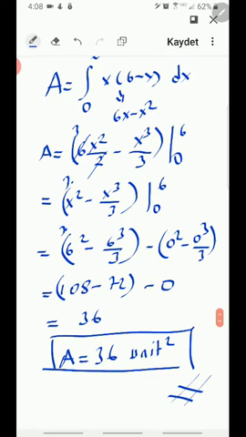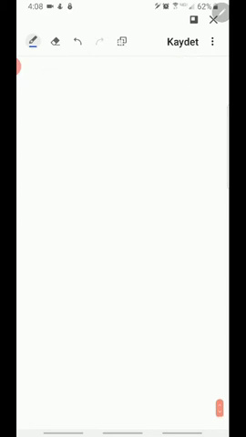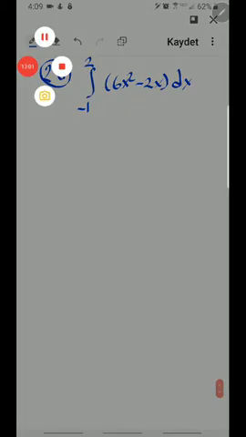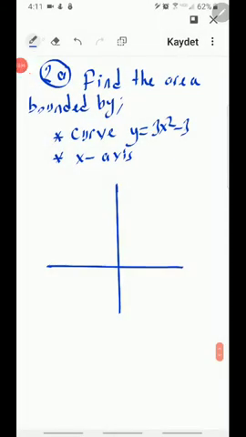Let's have a look at another example, 2a, on the same page, exercise 10.4, 2a. From minus 1 to 2, 6x squared minus 2x dx. I mean that we are going to write the function and then find its definite integral. In this question, we are going to find the area bounded by the curve and the x-axis. The curve is given as 3x squared minus 3, and the x-axis.